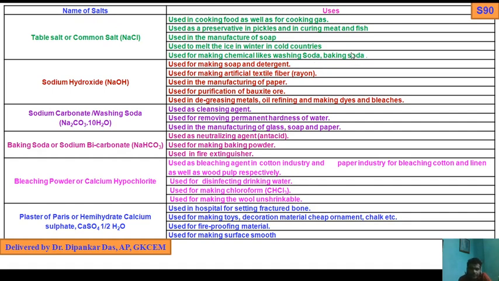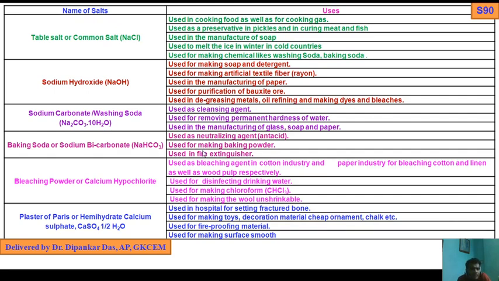Now sodium hydroxide. Used for making soap and detergent. Used for making artificial textile fiber, rayon. Used for manufacturing paper. Used for purification of bauxite ore. Used for degreasing metals, oil refining and making dyes and bleaches.